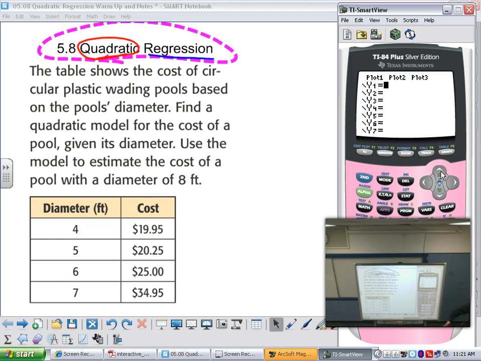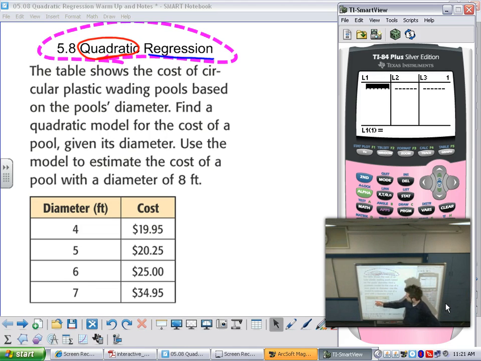We have been through all of these steps before, but it's been a while. Stat and edit. We would like to put what are going to be our x values, the diameter of the pool, in the first column, L1. Make sure you have an L1 and an L2. And if there's data in there, you need to delete it. You need to clear it. Then 4, 5, 6, 7. And then slide over to L2 and put the y's in there. 19.95, 20, 25, $25 even, and then 34.